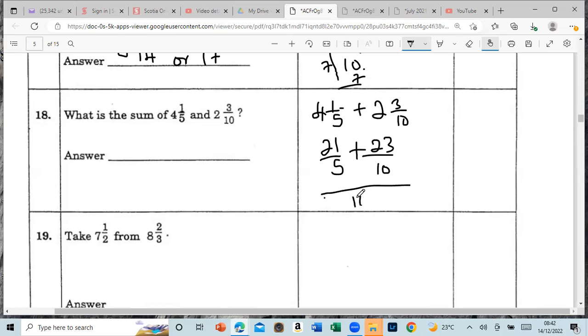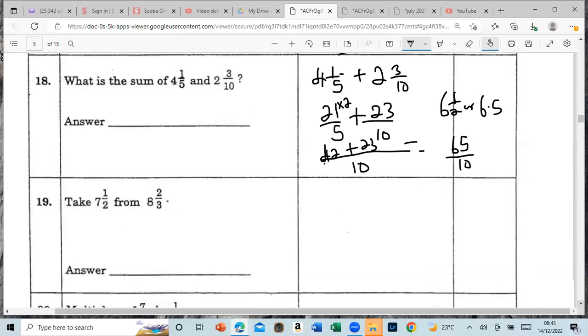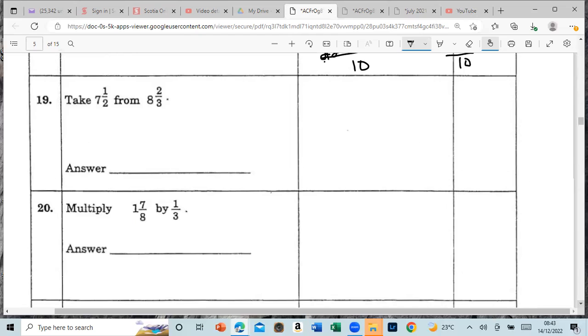So the LCM will be 10. 5 into 10 goes 2 times, so we multiply by 2. And that gives us 42 over 10. So 10 into itself goes 1 time, so that's 23 times 1, which is 23. So we're going to get 65 over 10. And we can see that goes 6 times and a half. 5 over 10, which is a half. Or we can say 6.5. This is one of the easier papers, I think, because it was from 2001.